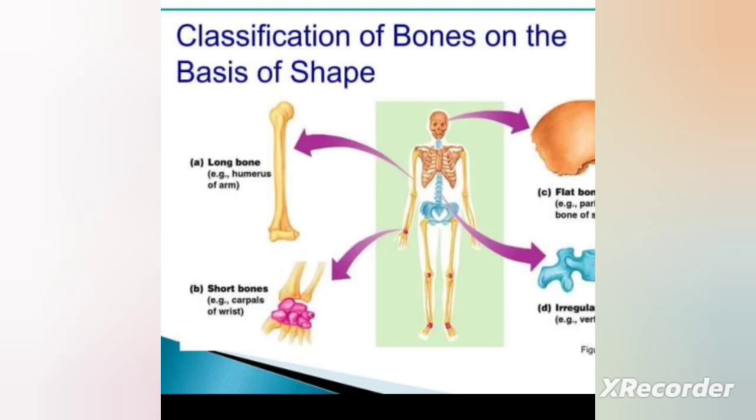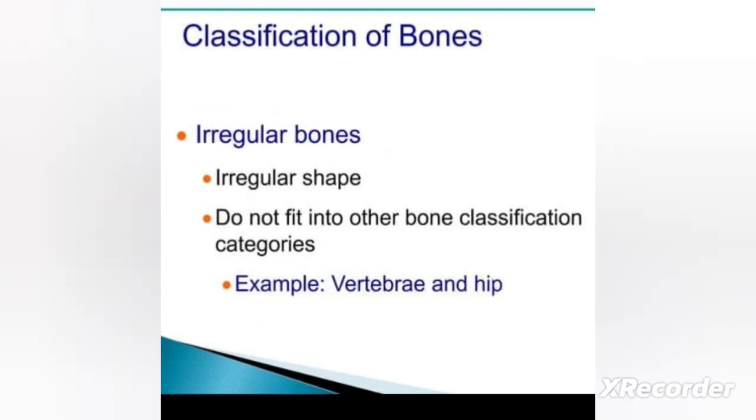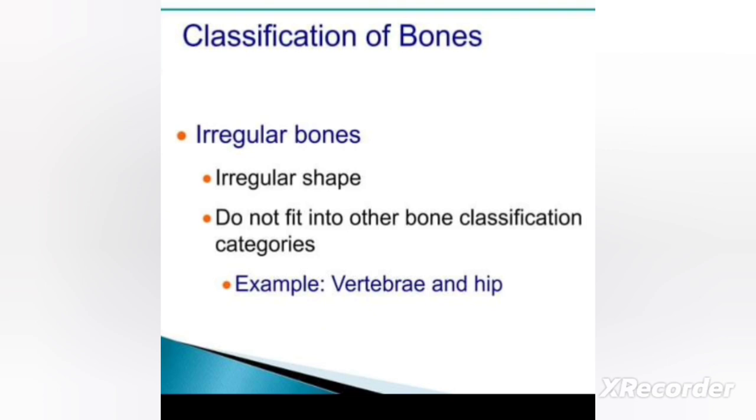First is long bone, second is short bone, third is flat bone, fourth is irregular bone. Classification of bone. First is flat bone. Flat bone is thin and flattened, usually curved, with a thin layer of compact bone around a layer of spongy bone. Examples are the skull, ribs, and sternum. Next is irregular bone. Irregular bone is irregular in shape and does not fit into the other bone classification categories.